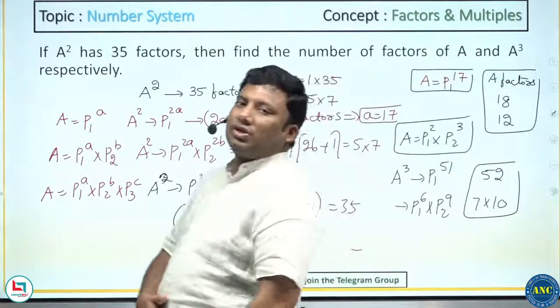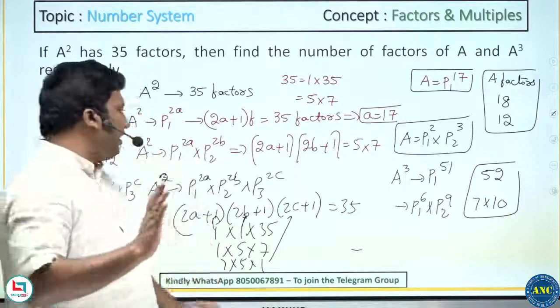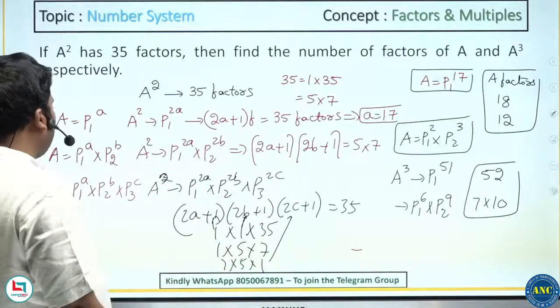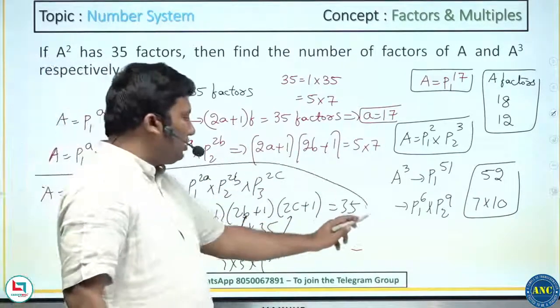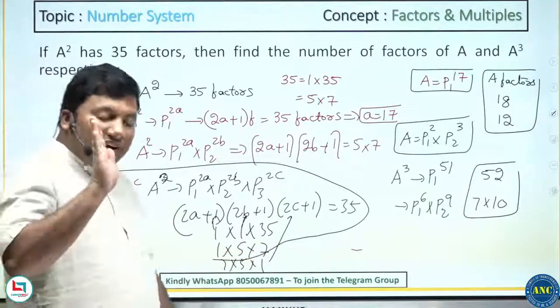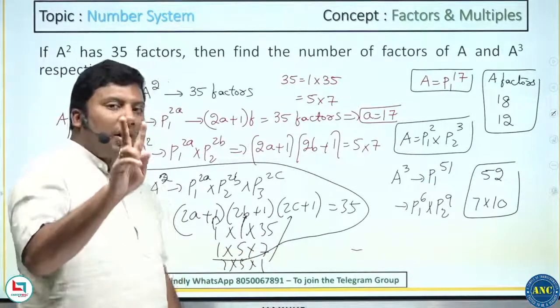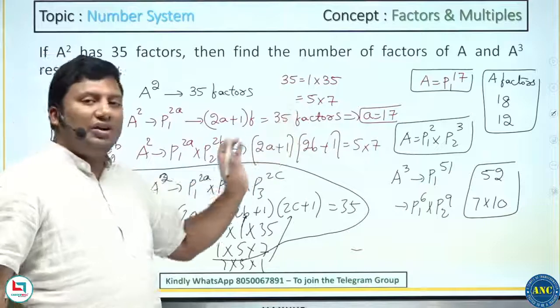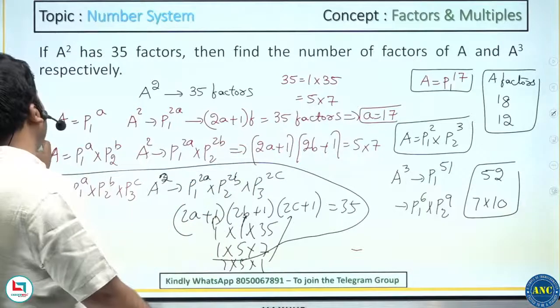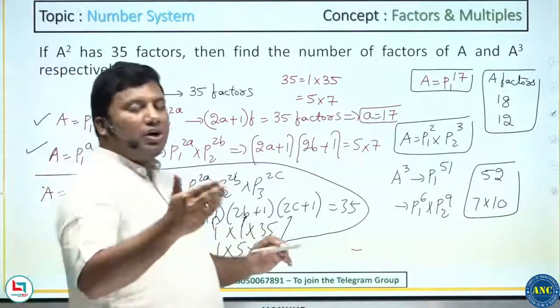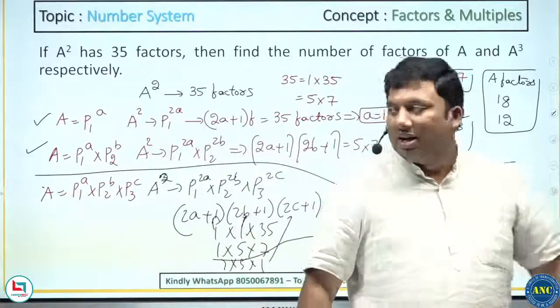52, 7 into 10, 70. I hope the idea is clear. You do not need to waste your time doing this. Why? Because 35 can only be written as a product of two prime numbers, 5 into 7. Only take till two prime numbers. Beyond two prime numbers, nothing else is required.